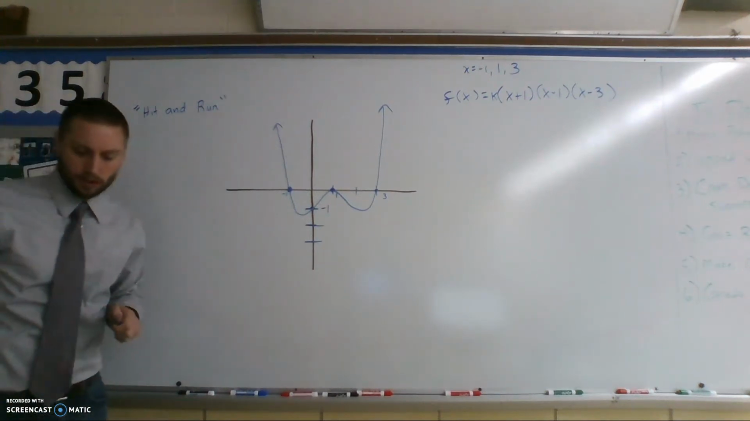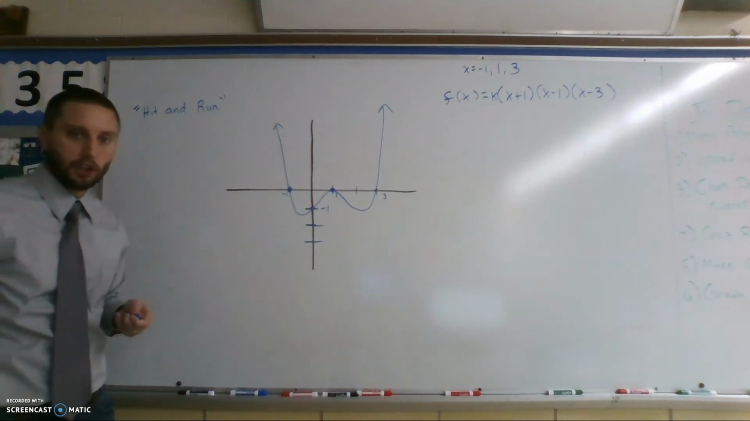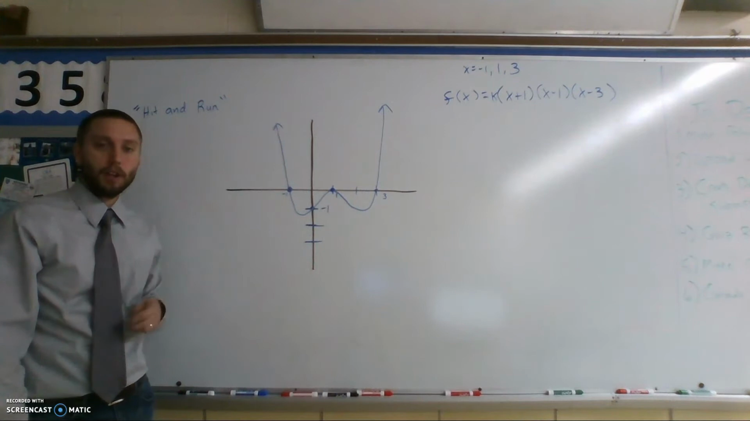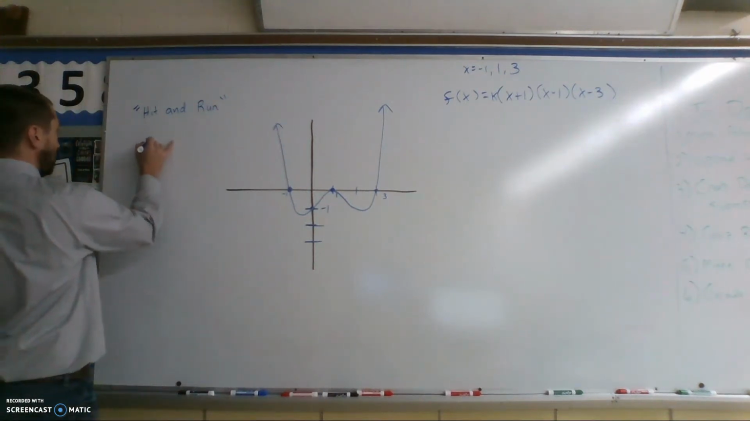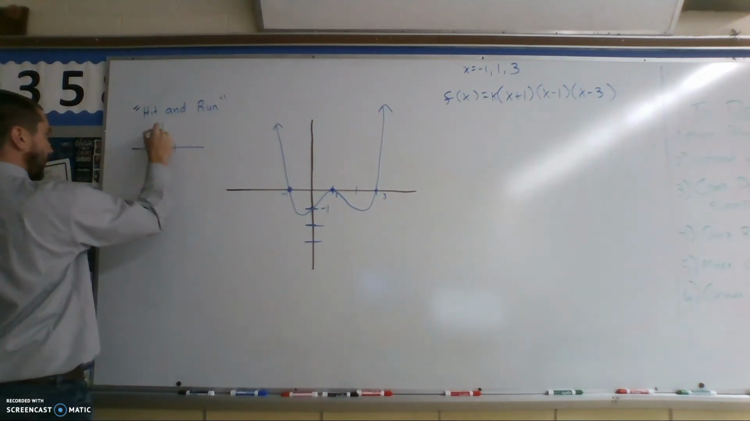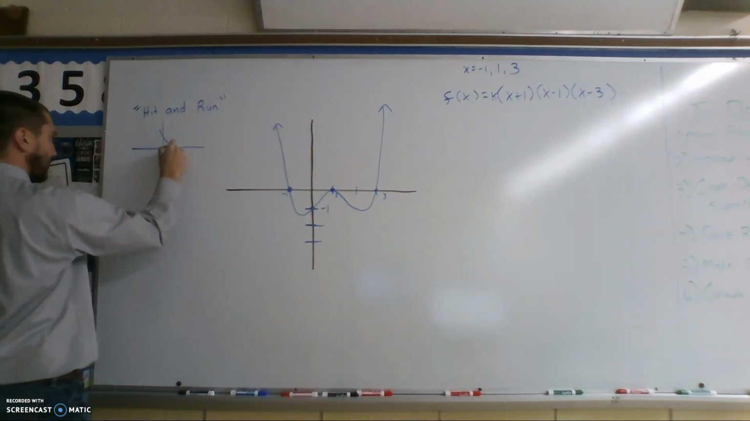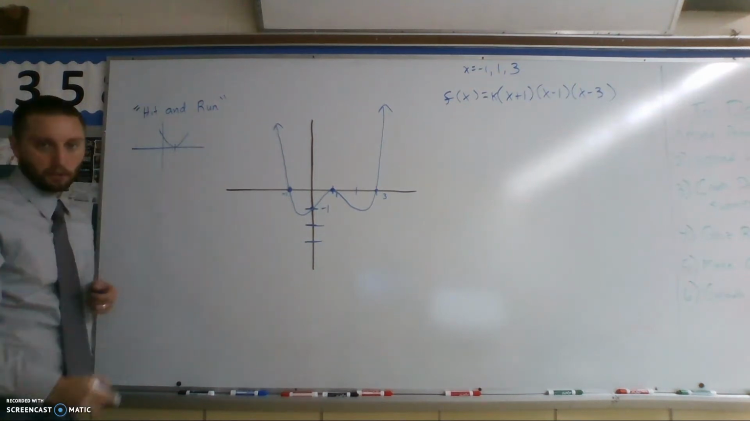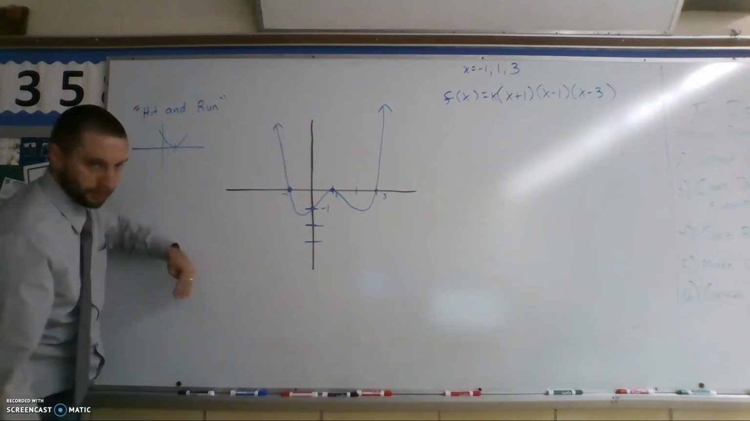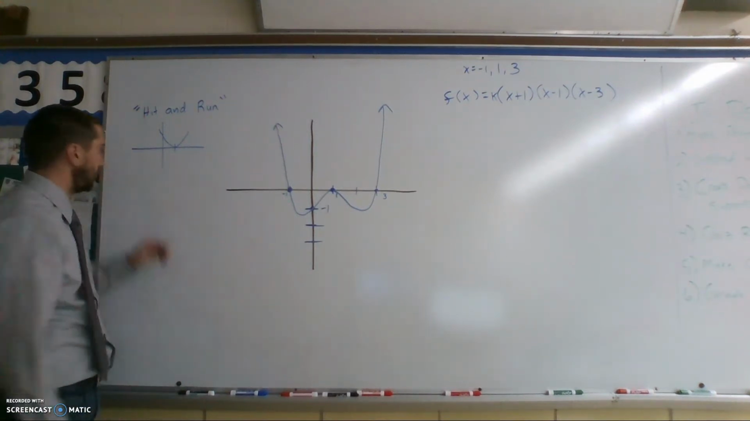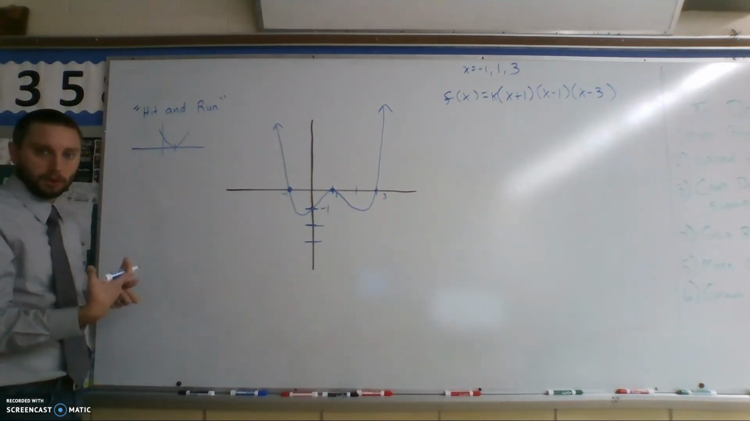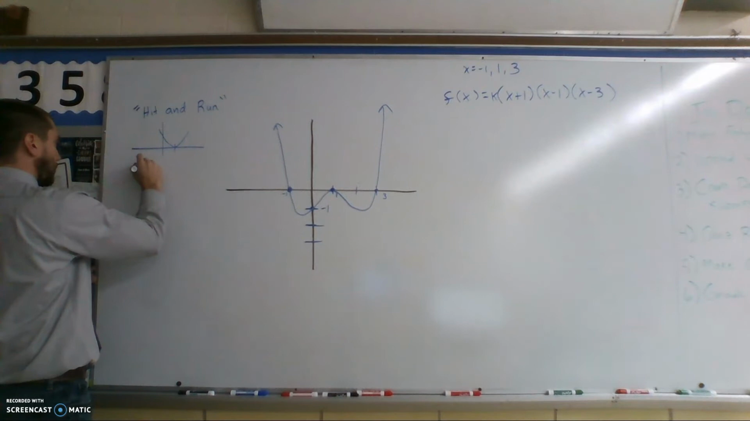So if you see one of these hit and runs, or sometimes you'll see it in a textbook as a touch and go, or what are some other ones? I don't know. I think hit and run is my favorite though. So by hit and run, what I mean is, if you have an x-intercept and the graph approaches that x-intercept and touches it, and it goes back the other way. That's what I mean by hit and run. So it's still an x-intercept, but it doesn't cut through the graph. Okay?